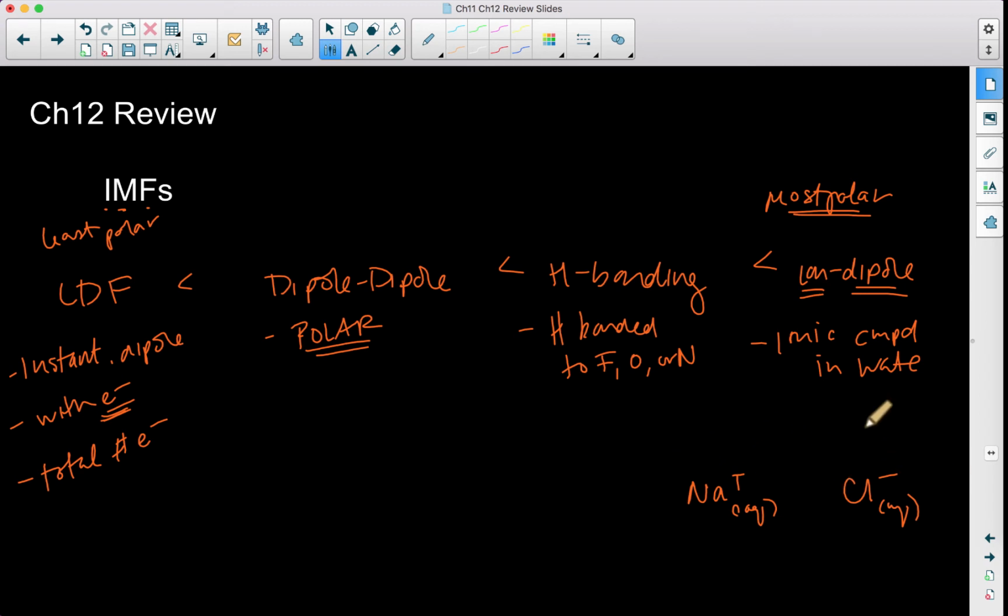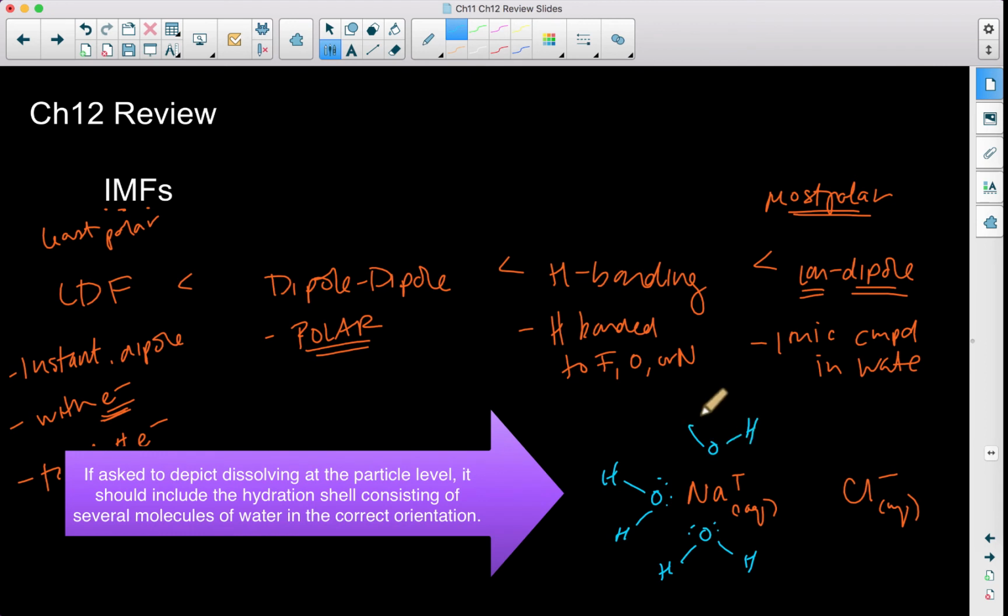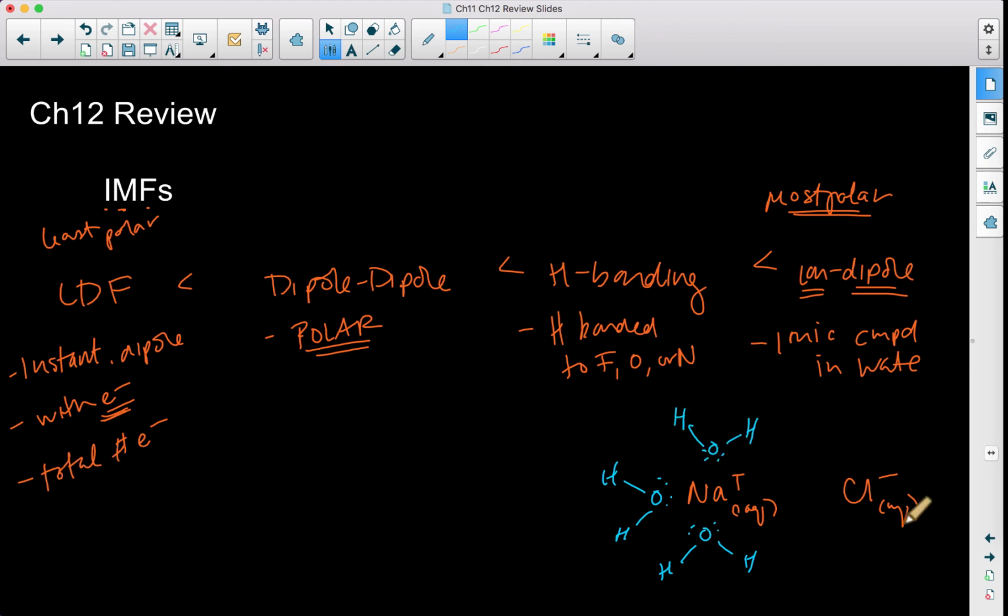And that's what this is. When we have our sodium and our chloride, this is positive, so the negative end of water is going to surround it like so. Here, this is the negative end, so that means the positive end of water will surround that.